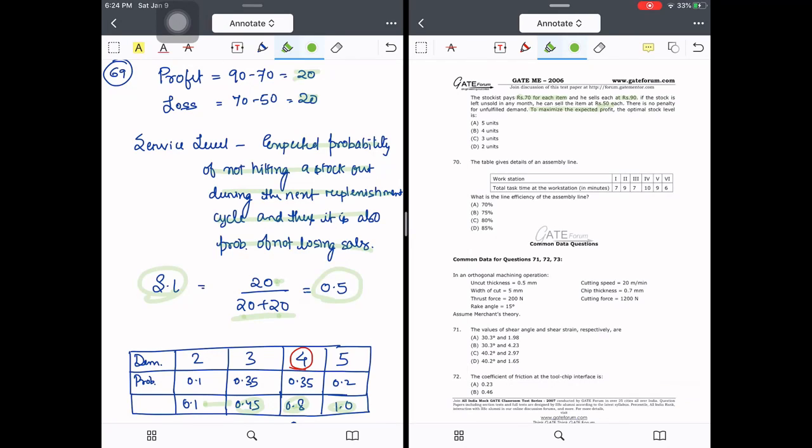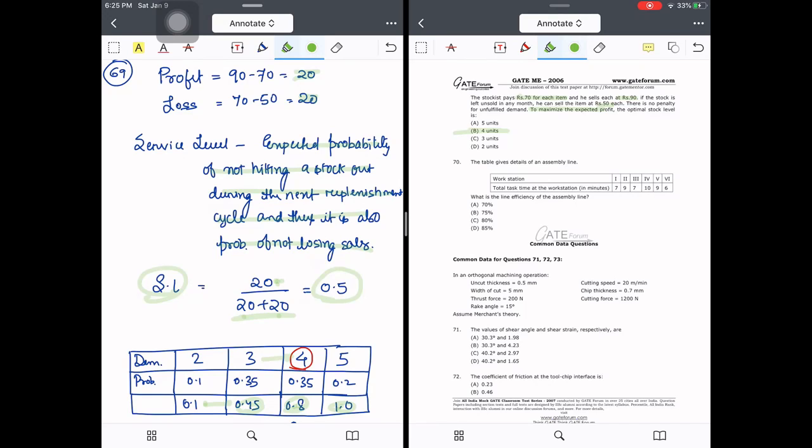Then I will add it, I will get probability as 1. So in order to maximize the profit, the optimum stock level, the stock level that I should keep in order to maximize the profit, should be 4 units. Okay, because 0.5 is actually greater than 3 but less than 4.